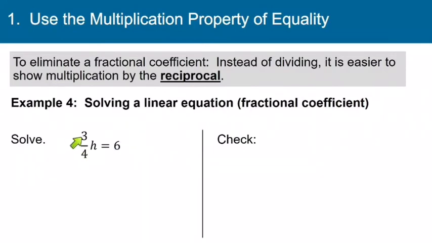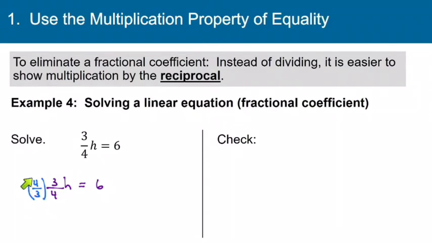Instead, I want you to think about how could you eliminate a 3 from the top? Well, you would need to multiply a 3 into the denominator. And how do we eliminate a factor from the denominator? Well, we multiply that factor into the top. So we're going to do the same thing here. To eliminate a fractional coefficient, instead of showing it as division, it's easier to show multiplication by the reciprocal. Remember, division is multiplying by the reciprocal. So here, if I'm going to eliminate this coefficient of 3/4, I need to multiply the left side by 4/3.